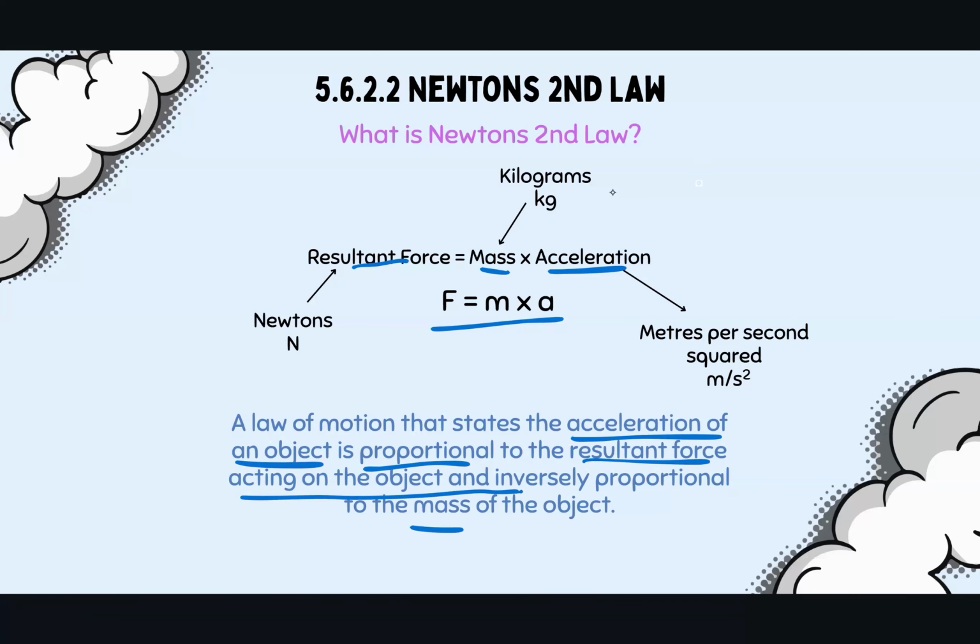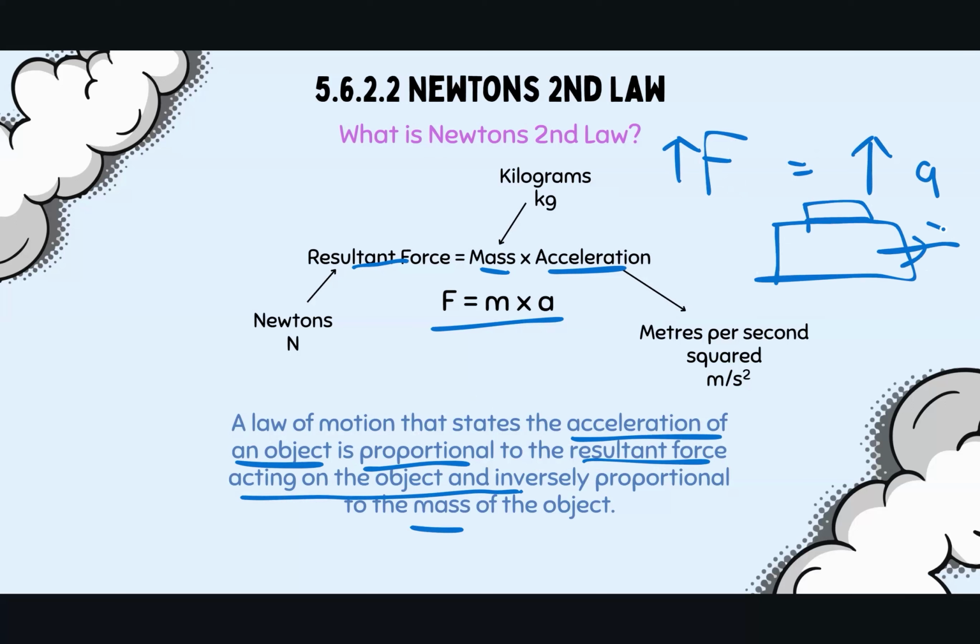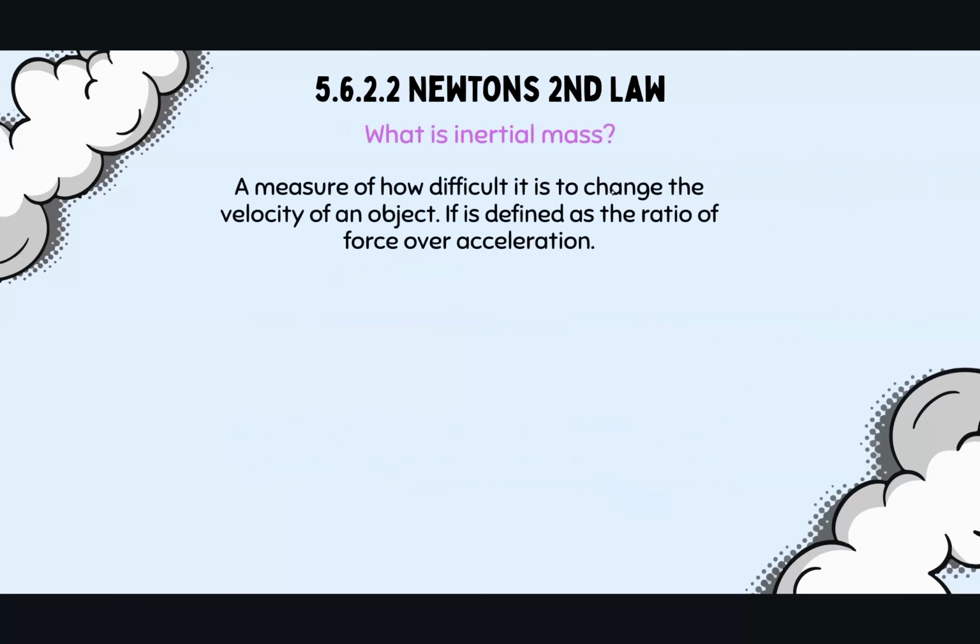So what that means is if we increase the force of something, we increase the acceleration. So this is what we're saying with the car. The only way that car is going to move forward is if we increase the forward force. Then the car will accelerate. So inertial mass is a measure of how difficult it is to change the velocity of an object. It's defined as the ratio of force over acceleration.